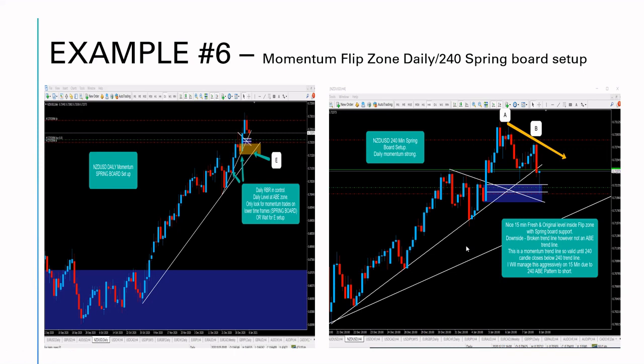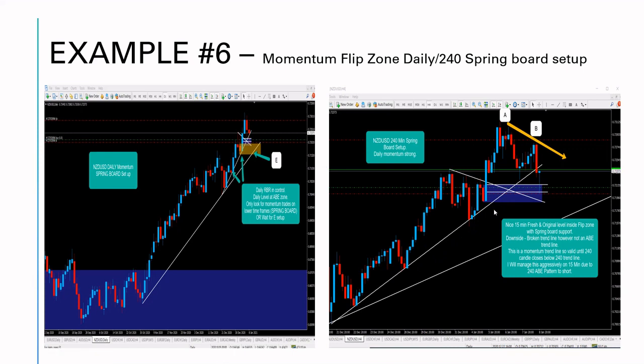This is a momentum trend line, so valid 240-minute candle closes below this trend line, okay, because it is a momentum trend line. This is the momentum, okay. There was no real trend line on the daily. It's a daily area. It's a momentum trend line, but it's got multiple touches on the 240.